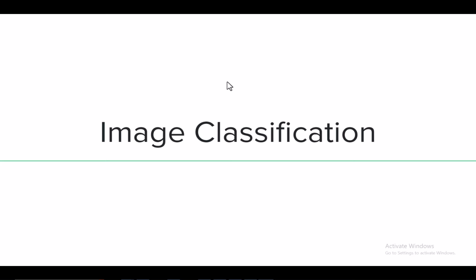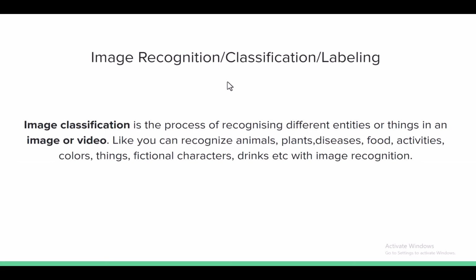So what is image classification? It is a process of recognizing different entities or things in an image or video. Like you can recognize different animals, plants, diseases, food, activities, colors, things, fictional characters, drinks, and other such things with the help of an image recognition model. And throughout this course, I am going to use terms like image classification, image recognition, and image labeling. And all of these three terms stand for a single thing, which is image classification.